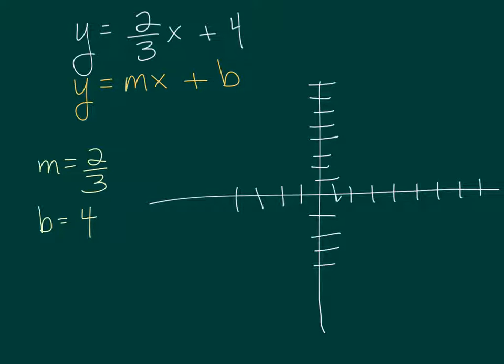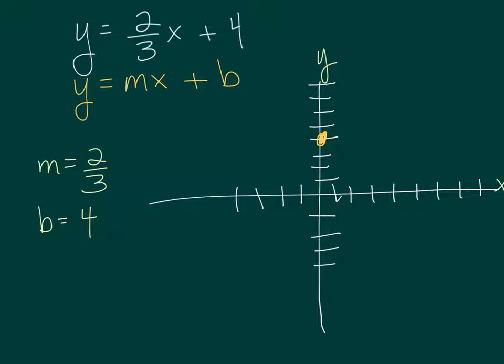Now remember, b is the y-intercept. The y-intercept is the point where the line crosses the y-axis. So my y-intercept in this problem is 4. So I am going to go up 1, 2, 3, 4, and I'm going to plot a point right there at 4. And I know I just hand drew these.